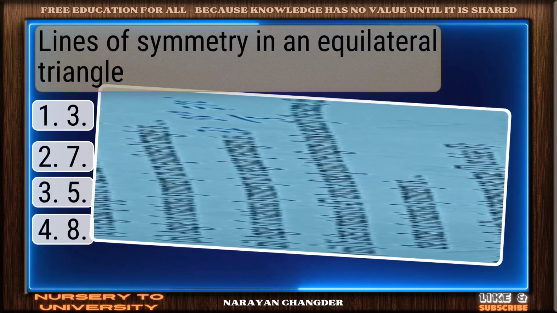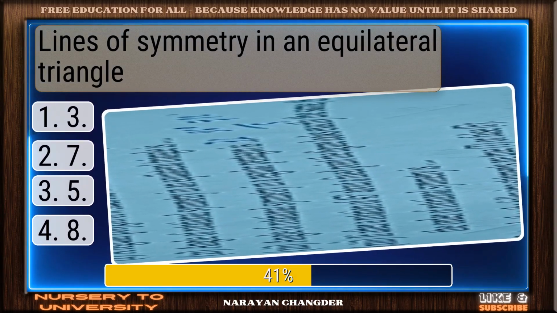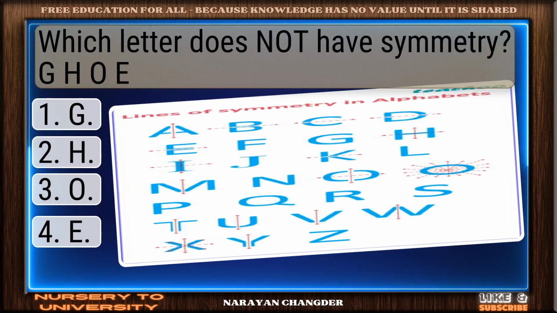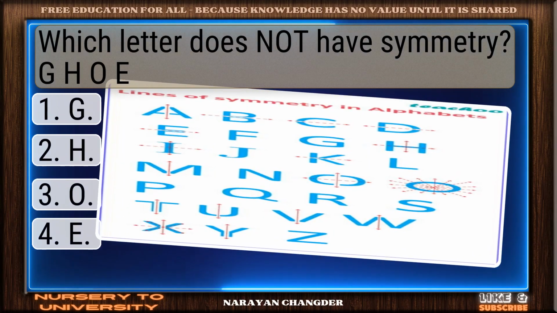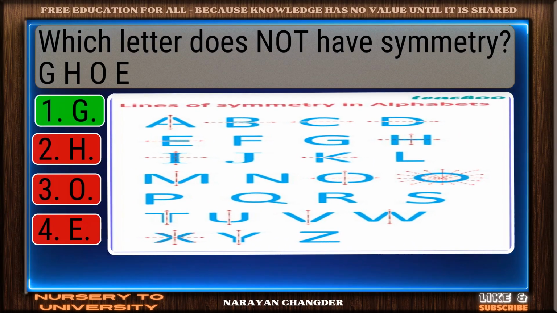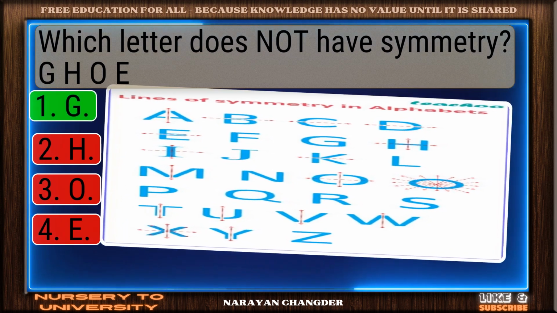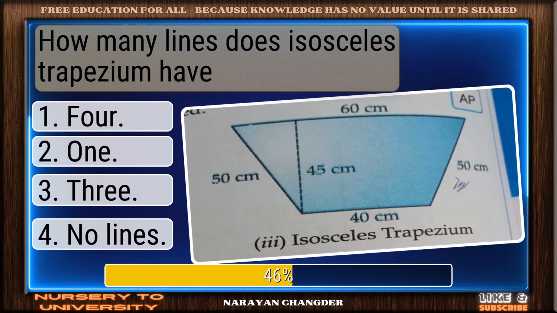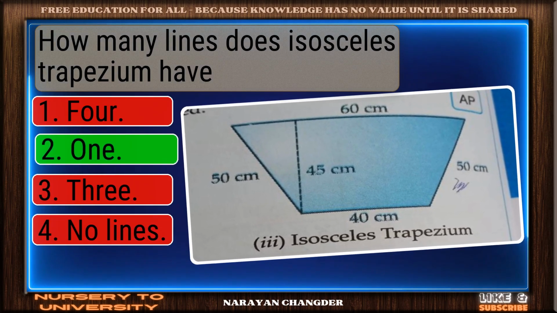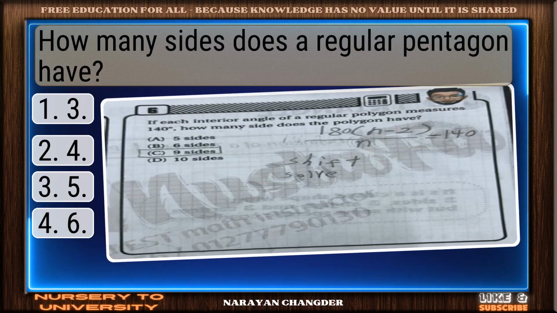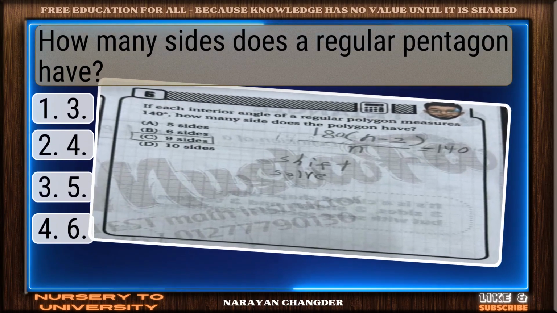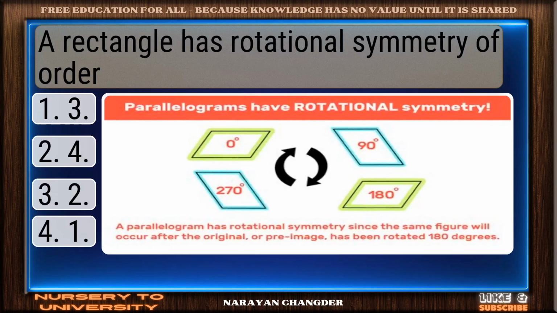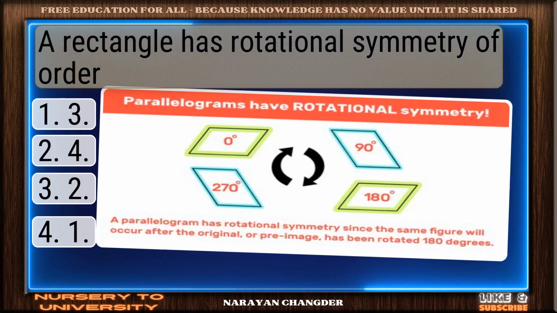Lines of symmetry in an equilateral triangle. Strong choice. 3 is the right answer. Which letter does not have symmetry? G, H, O, E? Sharp thinking. G is the right choice. How many lines does isosceles trapezium have? Smart pick. 1 is the correct choice. How many sides does a regular pentagon have? You chose 5, and it is correct. A rectangle has rotational symmetry of order.